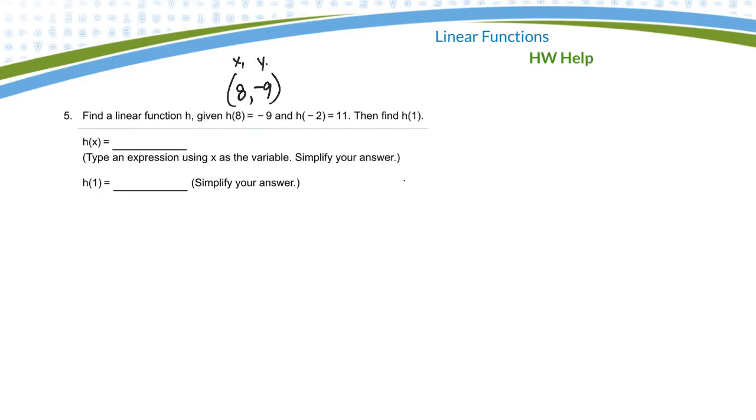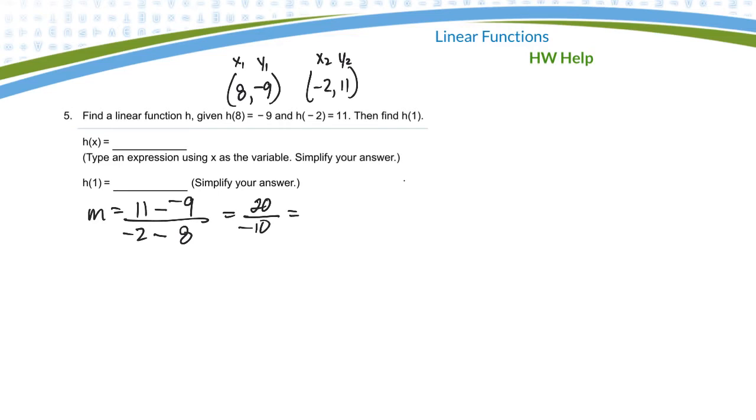That'll be my x1, y1. And this point will be negative 2 and 11. There's my x2, y2. So let's first find the slope. y2, 11, minus y1, negative 9. Notice again the two minuses, careful with those. Over x2, negative 2, minus x1, which is 8. So 11 take away negative 9 would be 11 plus 9, it'd be 20. And negative 2 minus 8 is negative 10. Simplifying gives me a slope of negative 2.